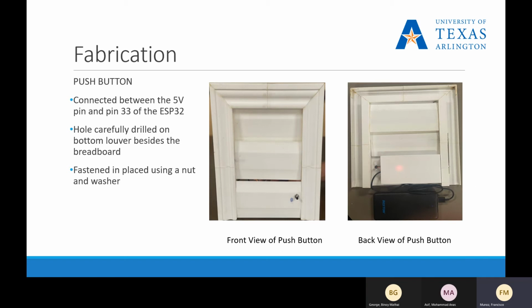The connection of the push button is between the 5-volt pin and pin 33 of the ESP32. The fabrication of the push button involved carefully drilling a hole on the bottom louver and fastening the button in place using a nut and a washer. These 2 images show the front view and back view of the push button.